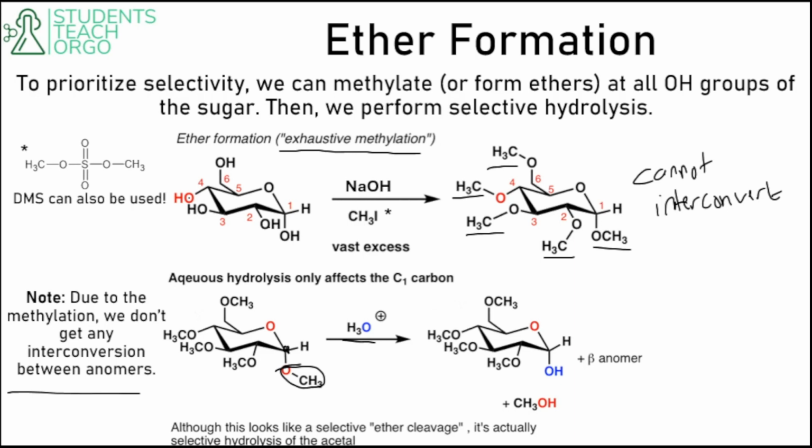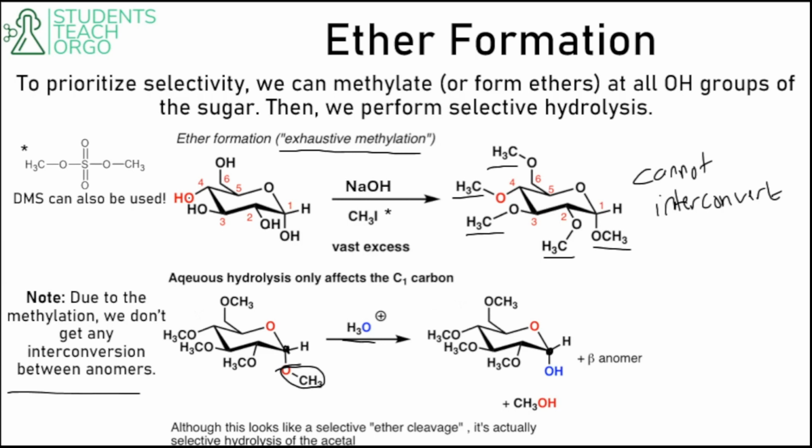And that's what's beautiful about this. It's only going to affect that one. Everything else is still going to remain methylated. So it's actually selective hydrolysis. This is what's called. And you get both the alpha and the beta. There's no way to control for it. So basically you can write a squiggly line out here.